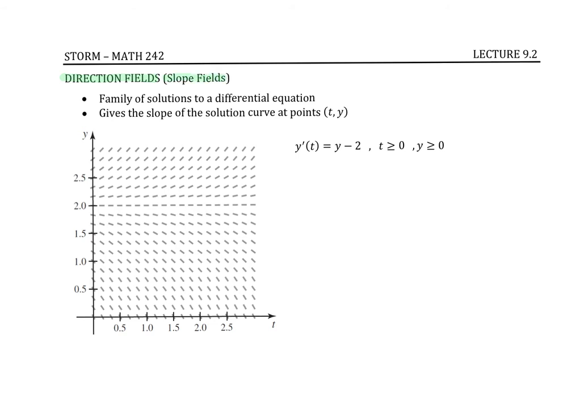In this particular diagram, we have this graph, and you see all these little tiny dashes. This actually represents all the solutions to this particular differential equation that I have listed, which is y prime of t equal to y minus 2. And I'm only graphing it in the first quadrant where t is greater than or equal to 0 and y is greater than or equal to 0, but you could graph it in all four quadrants. But I'm not doing it for this particular example.